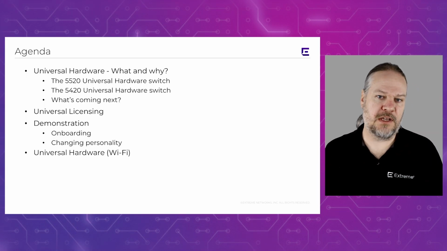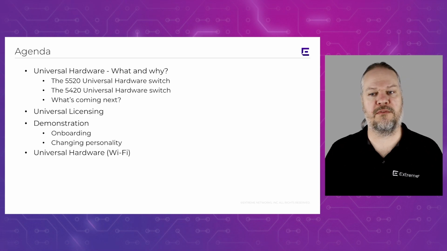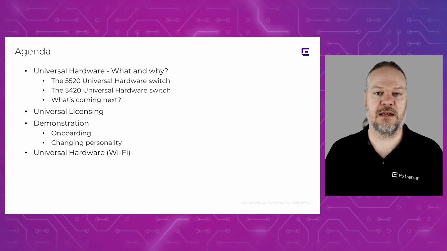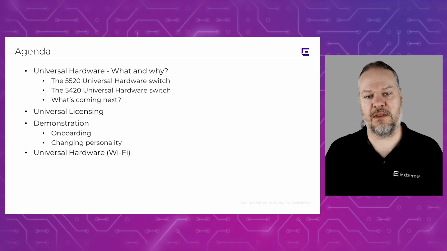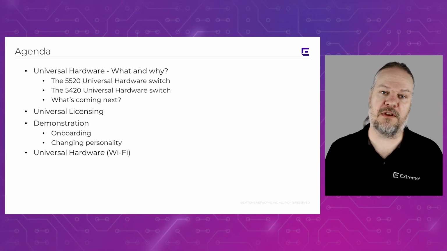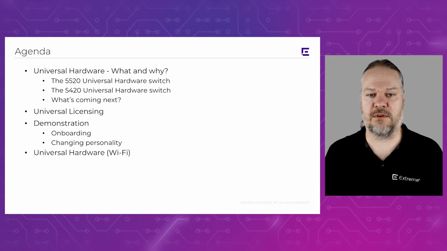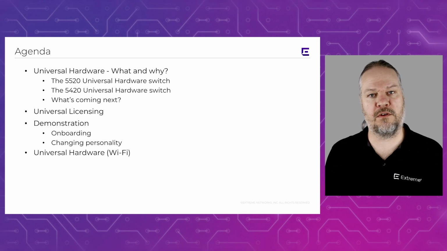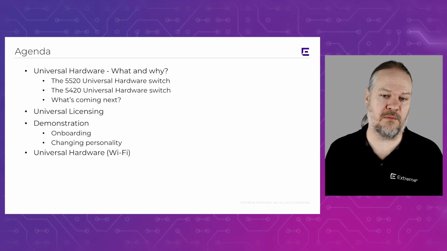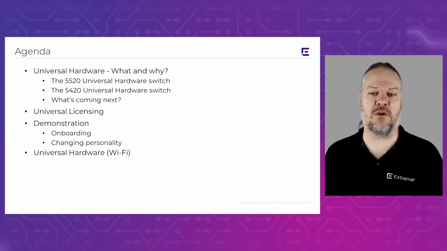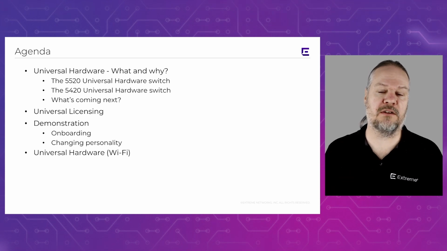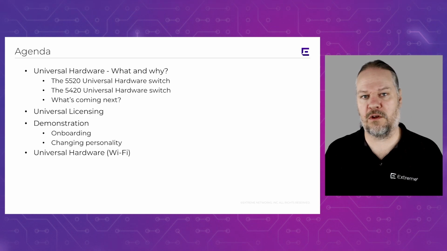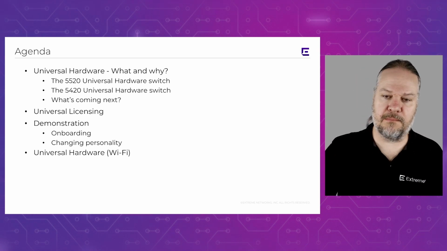So firstly, the agenda. I'm going to walk quickly through the features of our two universal hardware switching platforms, the 5520 and the 5420, and then give a little information on the upcoming 5320, which is yet to be fully announced. Then, in keeping with this universal theme, I'll walk through the universal licensing that accompanies the new hardware. And after that, I'm going to hand over to a colleague who's going to give you a practical demonstration of the new hardware and the concepts that I'll be discussing. So, without further ado, let's get on with it.